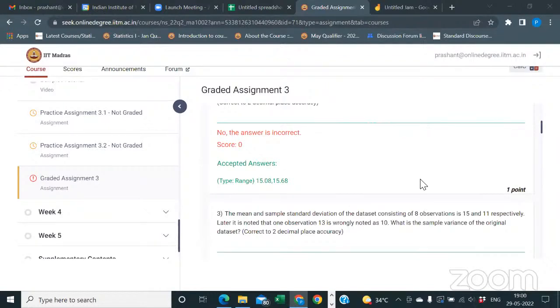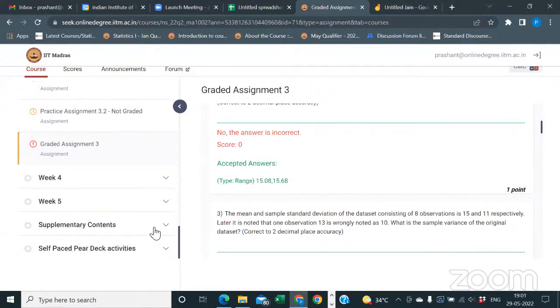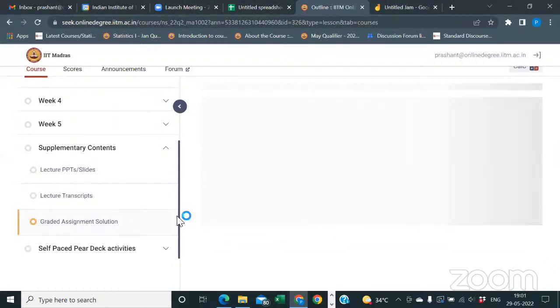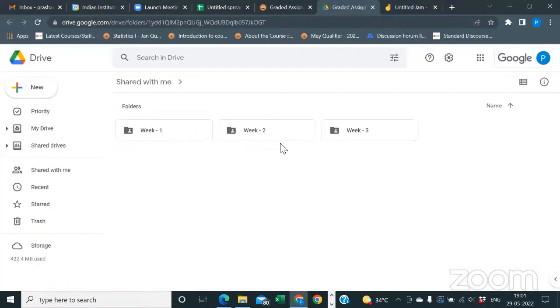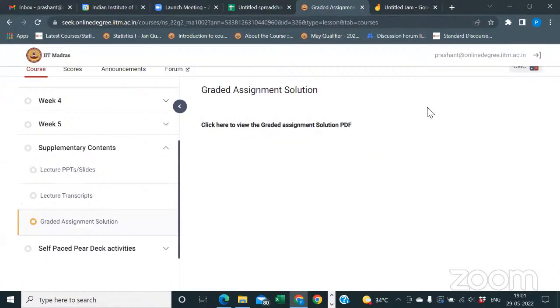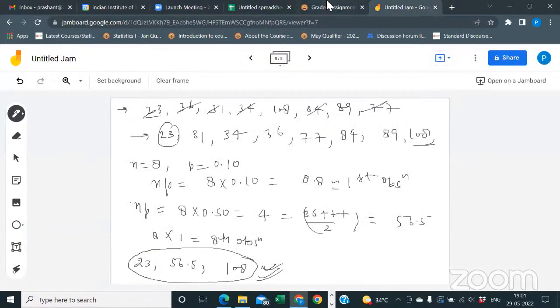Okay. Sir, I cannot find that solution PDF. I couldn't see it. See, just go to supplementary content. Okay, there is the graded assignment solution section, and here you will click on this. You will get week 1, week 2, and week 3. The whole solution of each question is explained. After that, if you still face the problem, then you can ask. Okay, sure. Thank you.